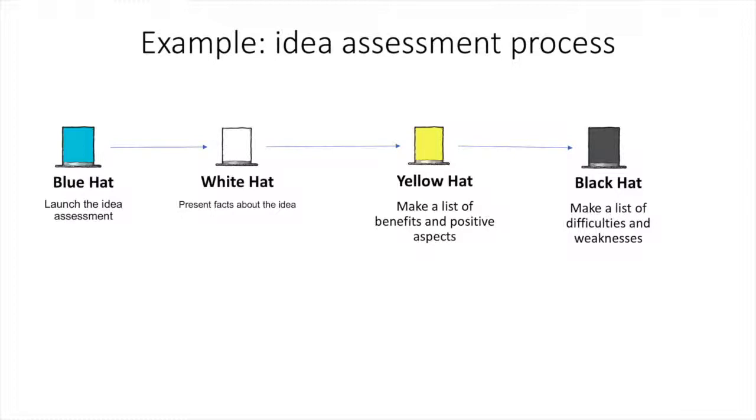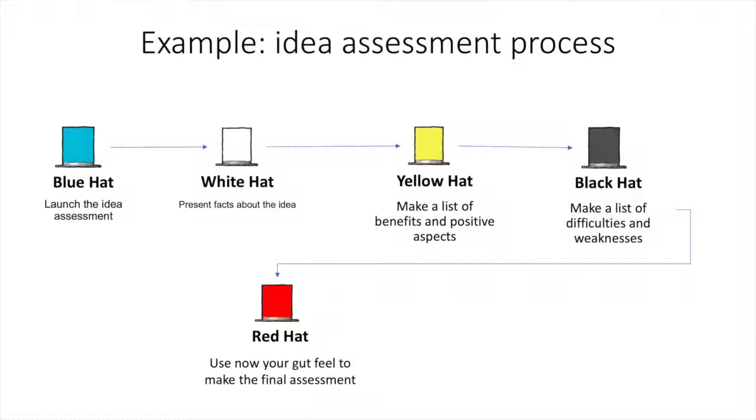Having completed the yellow hat and black hat lists, we go over to a red hat, short red hat session, where we use our gut feeling to make a final assessment about the idea. Do we like it or not? And finally, we summarize and conclude our assessment. This is an example of a fixed sequence that is used to assess an idea.